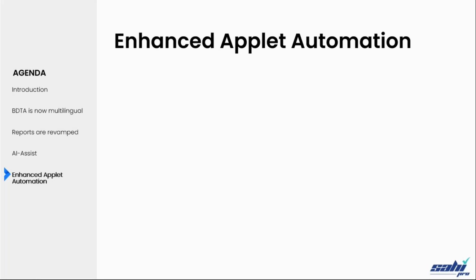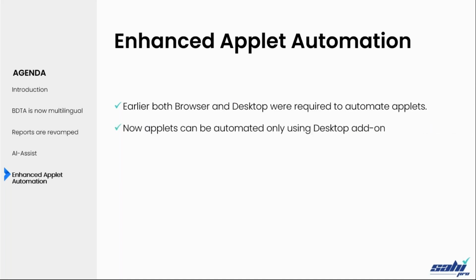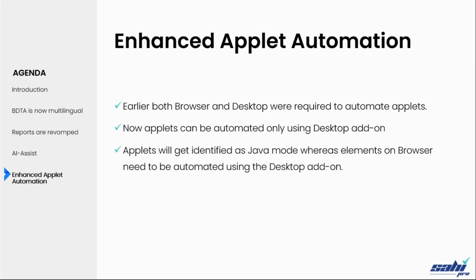The next was enhanced applet automation. Previously we used to automate applets using the browser as well as the desktop add-on. Now we don't need the browser add-on. It can directly be automated using the desktop add-on itself. Applets will get identified as Java mode, whereas the elements on the browser need to be automated using the desktop add-on.